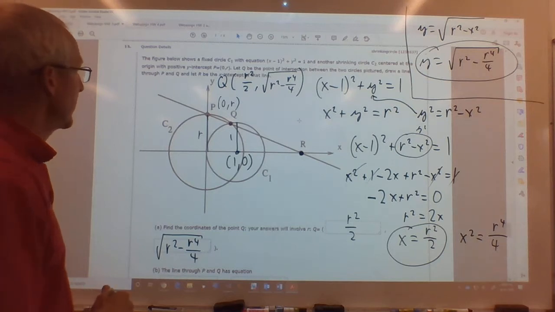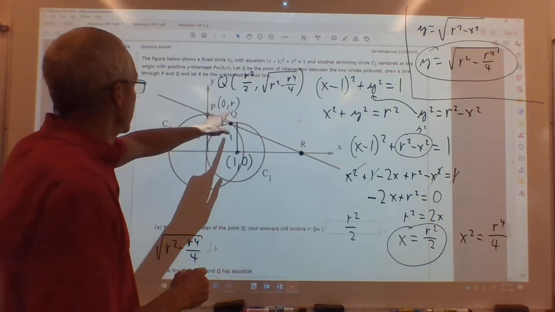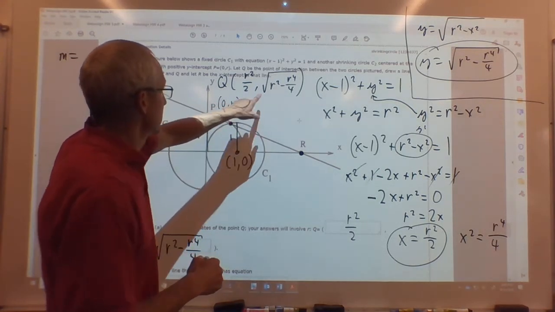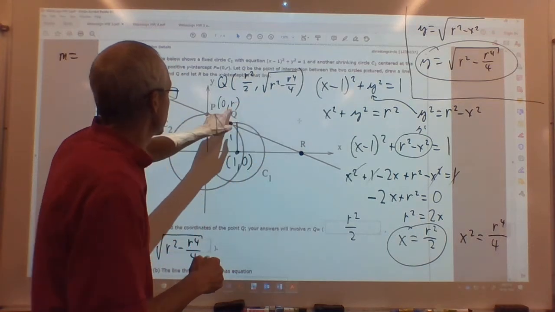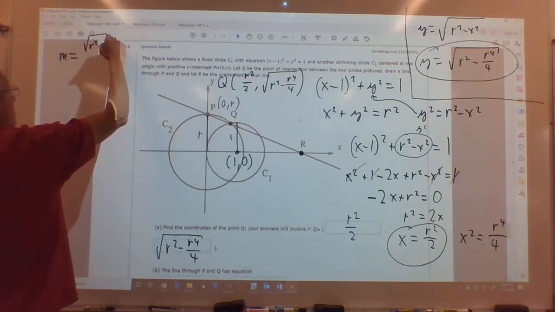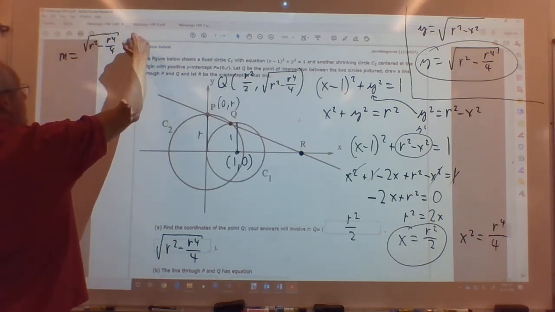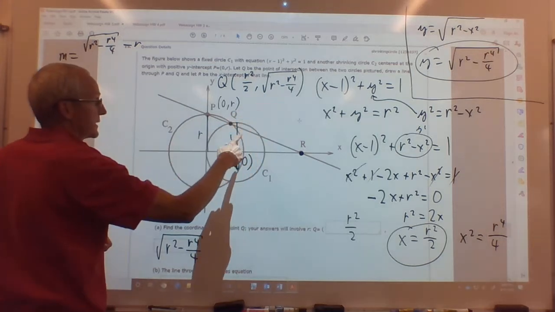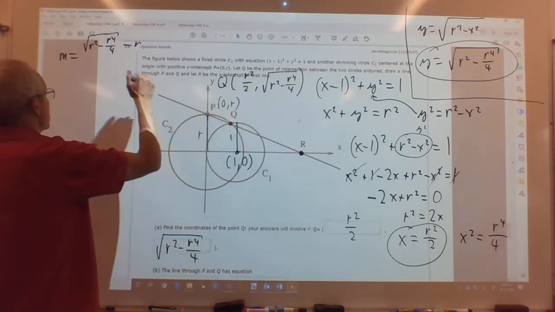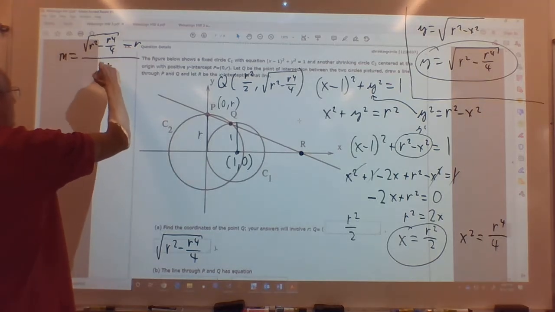All right, now we got to find the slope. Let's do this one minus this one. So slope is change in y, this minus r. So the slope is the square root of r squared minus r to the 4th over 4, minus r. This one minus this one, divided by this minus that. That's nice because it's minus 0. Divided by r squared over 2.